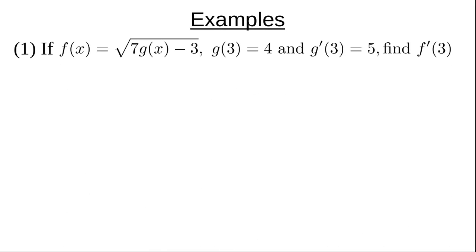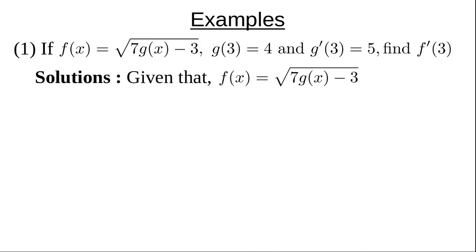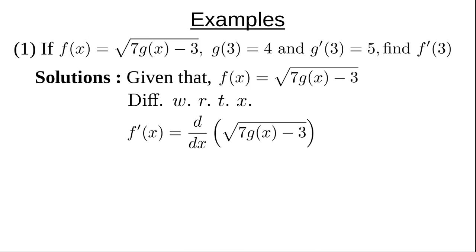If f of x equal to square root of 7 times g of x minus 3, g of 3 equal to 4, and g dash of 3 equal to 5, then find f dash of 3. So we write down the given function as it is first, then differentiate with respect to x. So dy by dx equal to d by dx of square root of 7 times g of x minus 3.